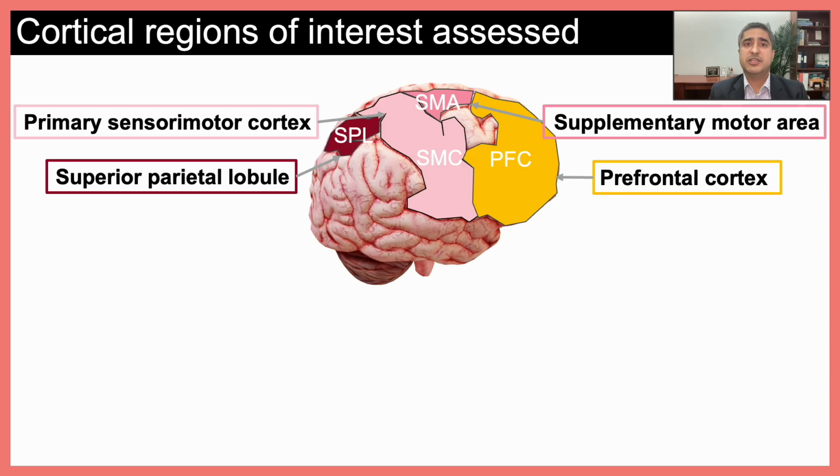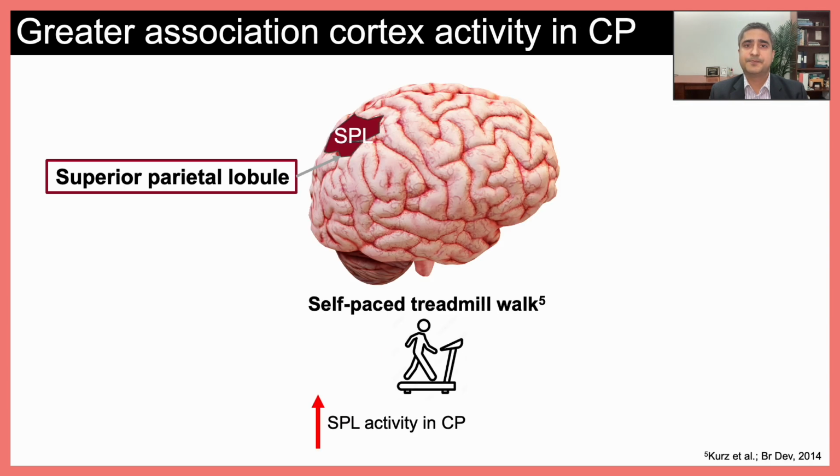4 major brain regions of interest were assessed. Activity in the superior parietal lobule during treadmill walking was increased in children with bilateral CP compared to controls. Greater activity was related to more variable gait, suggesting impaired sensory-motor integration during walking in CP.